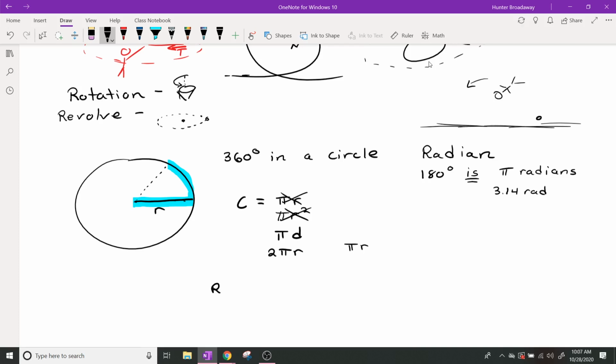RPM is a thing. Y'all know what RPM stands for? Usually revolutions per minute, or it can also be rotations per minute. So revolutions divided by minutes. This is distance over time, but the distance is not measured in actual meters or centimeters. It doesn't have a unit to it. It's just how many rotations or revolutions occur per minute.